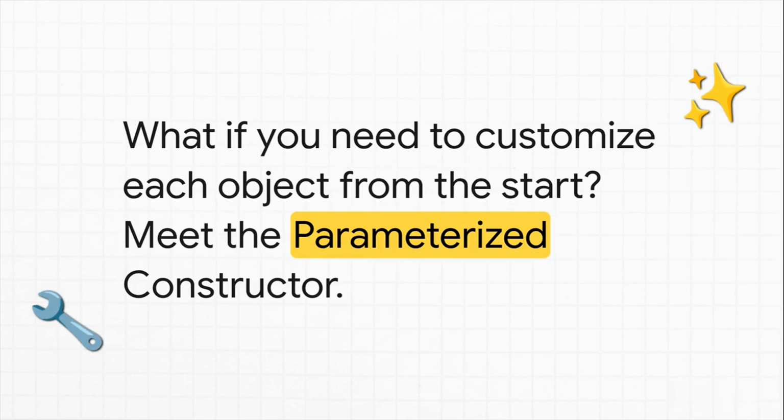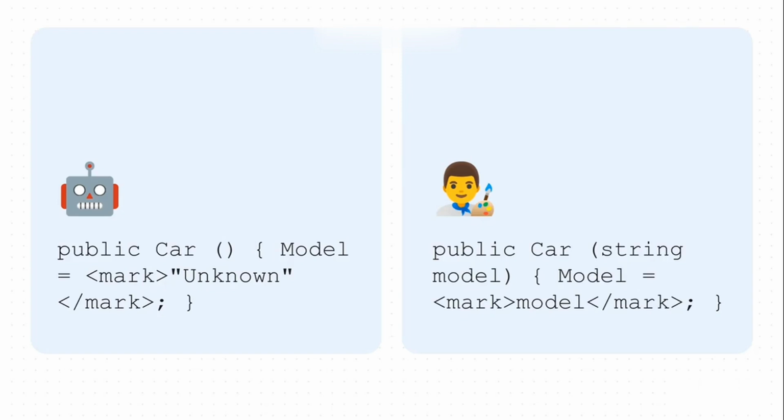But you know, one size fits all isn't always what you need. What if you want to customize each car as it comes off the line? Well, for that, you need a foreman who can take special orders, and that's the parameterized constructor. And this right here shows the difference perfectly. See on the left, the default constructor for our car class always sets the model to unknown. You get no say in the matter. But now look to the right. The parameterized constructor takes an argument, in this case, a string called model, and uses whatever you give it to set up the object. This is awesome because it lets you create a new car and tell it what model it is, all in one clean step.